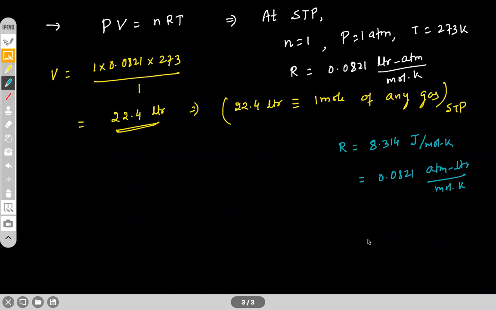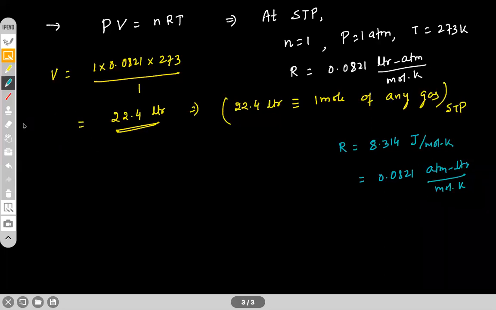We cannot use 8. You can use 8.314 also, but then you have to convert this into ATM liter, because volume must be in liter. Joule you can convert into ATM liter always. Both are energy only. Joule is energy, ATM liter is also energy. So we can convert this into this always. Since volume you have to find out in liter, that's why I have taken this.